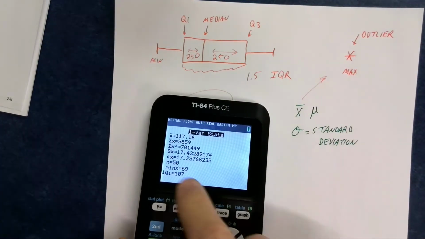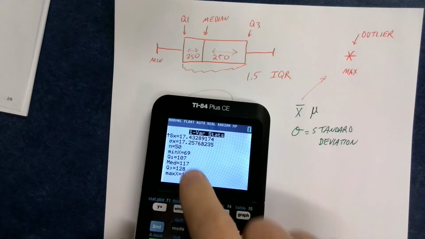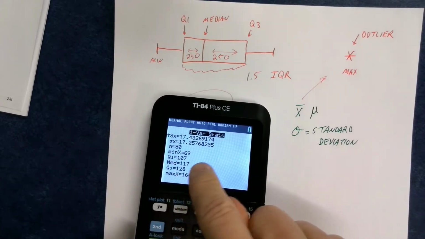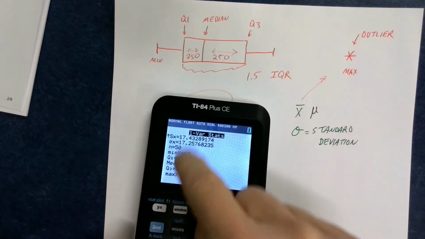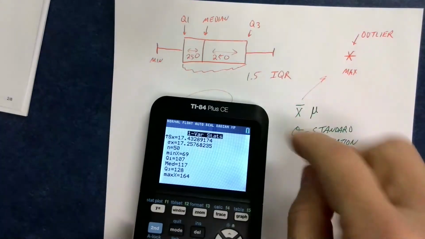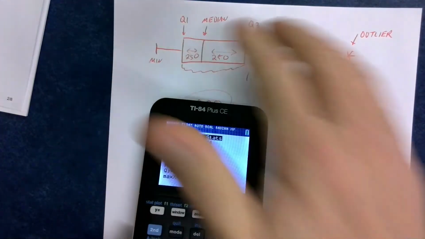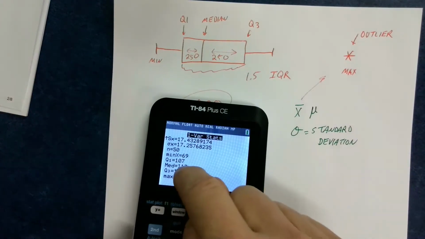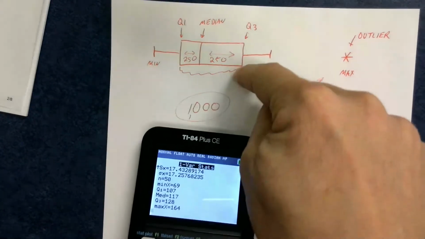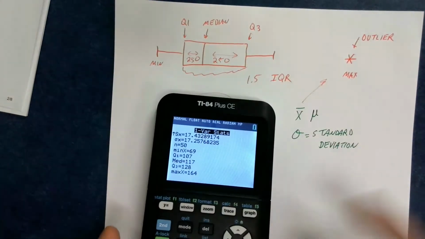And then it goes min, Q1, Q2, or the median, which is the same thing, Q3 and max. So these are the numbers that you see here. Again, this data set that I just randomly made up here is not this. There's only 50 people in this. We made up 1,000 people in this thing up here.